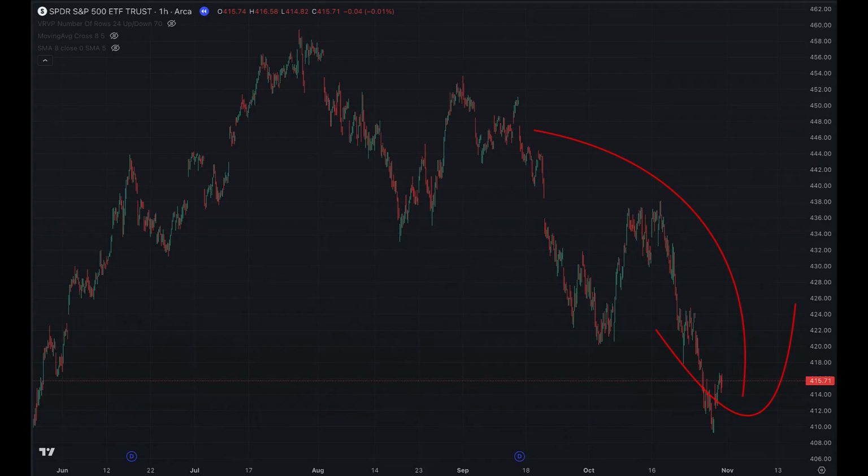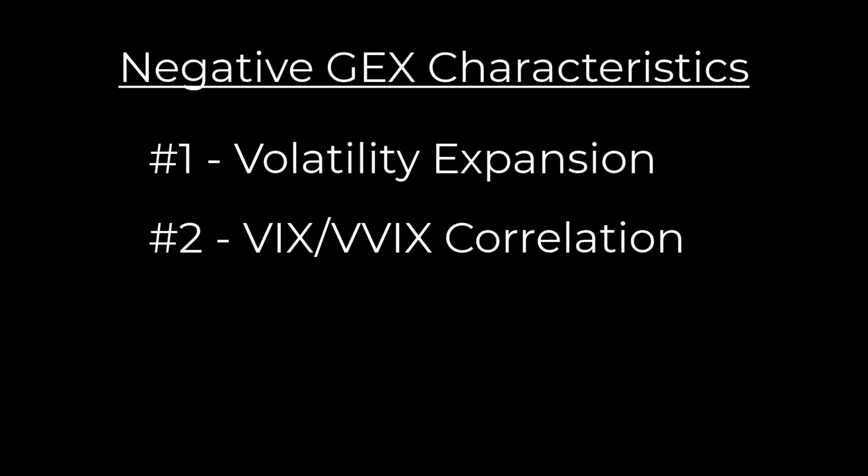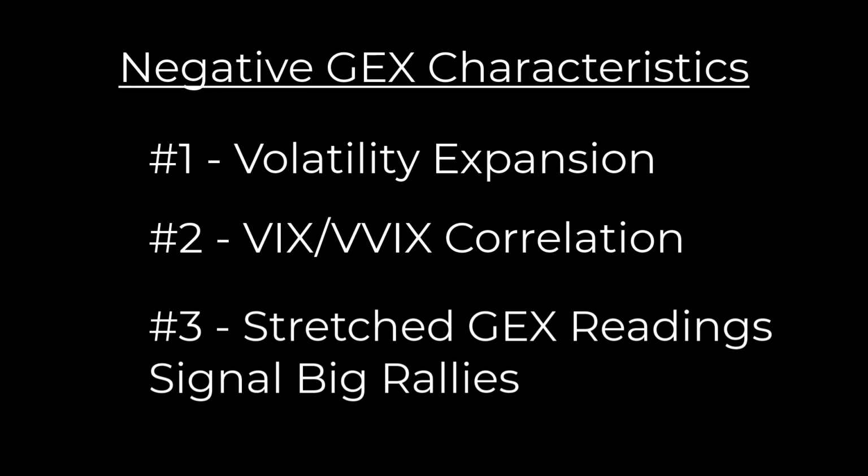And so that VIX VVIX correlation is always important to look at in terms of negative gamma, because a lot of times the VVIX will start trending up. And if you see the VIX also pick up a couple of days later, that can precede big negative gamma flips. So the third characteristic of negative gamma exposure environments is that we oftentimes will see stretched negative GEX readings being a leading indicator of the lows in the market, preceding a big bounce and big price gains ahead.